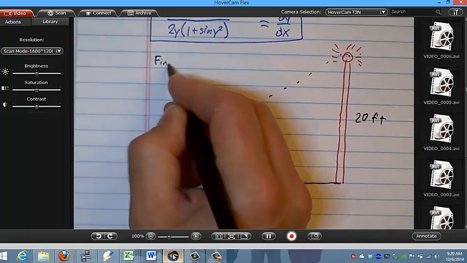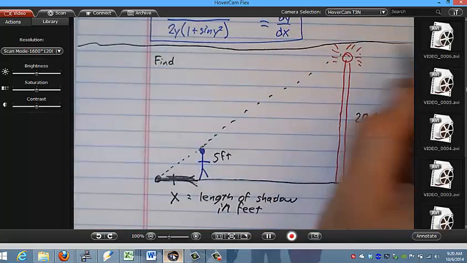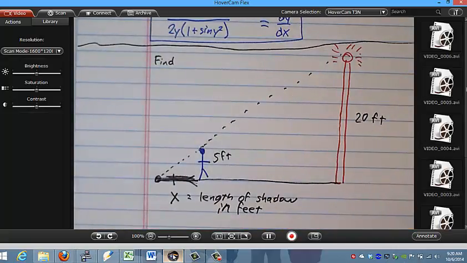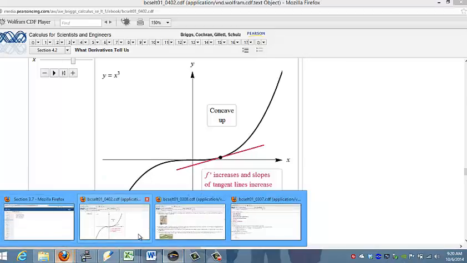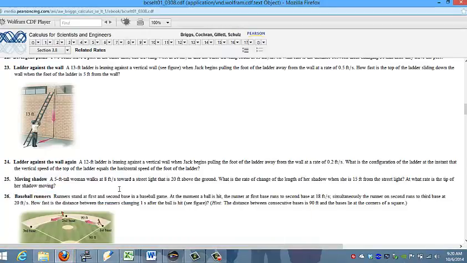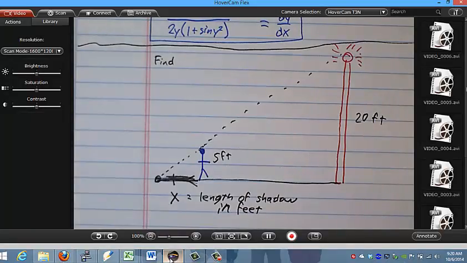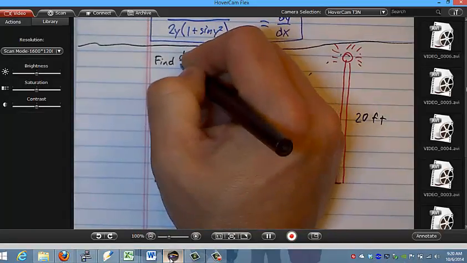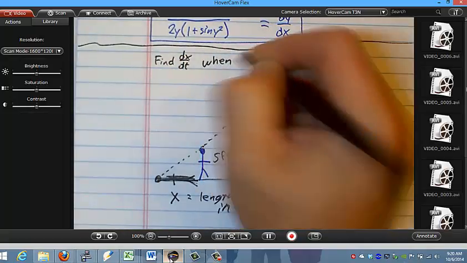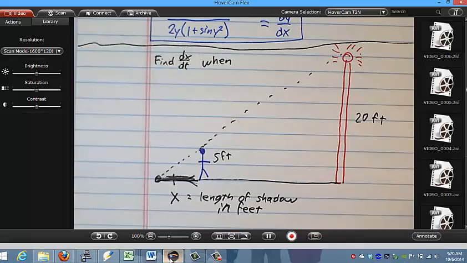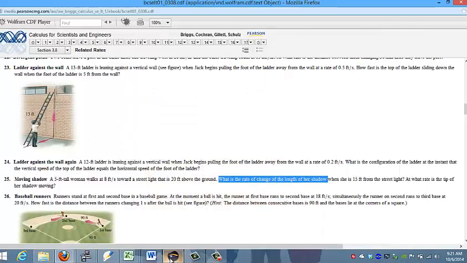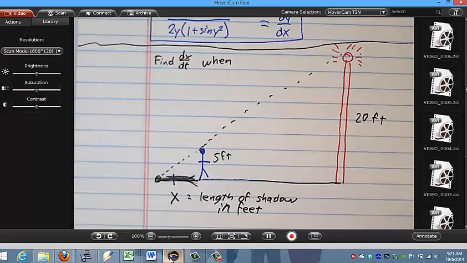We're supposed to find, that's the problem. Trying to understand what you're supposed to find. Here, let me go back to the text. Where'd it go? Here? Moving shadow. It says, what is the rate of change of the length of her shadow? In other words, find what? Find dx dt when something else happens. When what happens? She's 15 feet away. She is 15 feet from the street light.